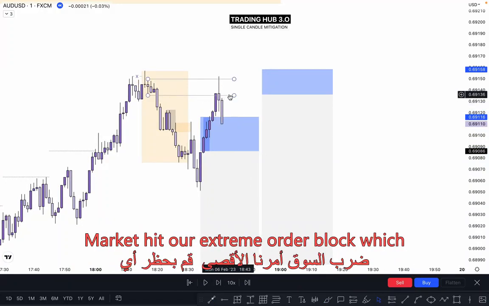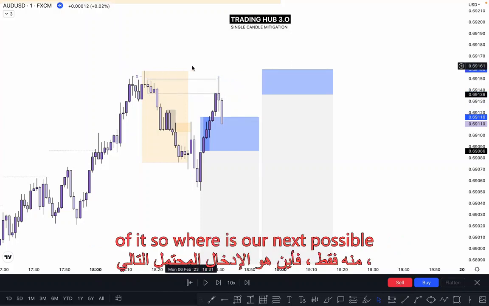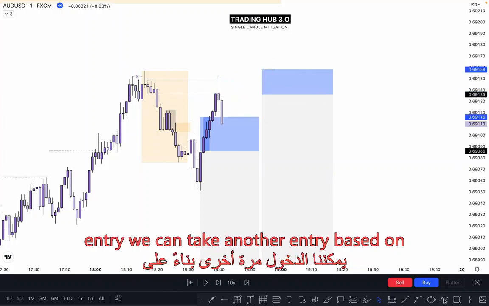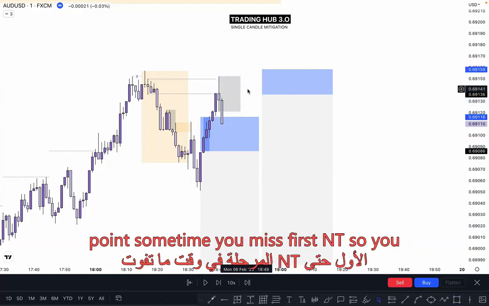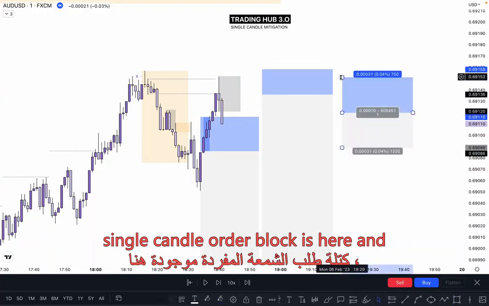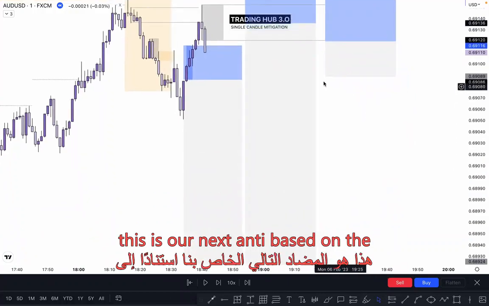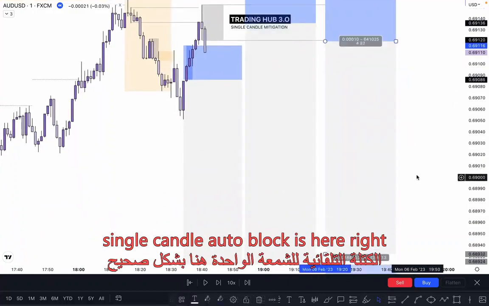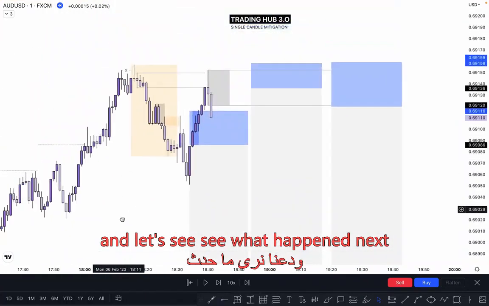So market hit our extreme order block, which one is here, and put the stop loss just above it. So where is our next possible entry? We can take another entry based on the single candle order block at this point. Sometimes you miss the first entry, so you can catch the next entry here based on the single candle order block, and this one becomes our next entry. Okay, so this is our next entry based on the single candle order block here, right? And let's see what happened next after this one.